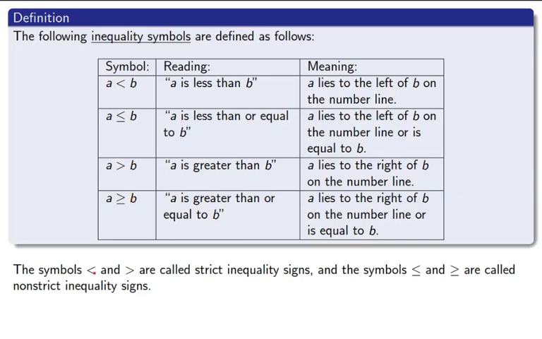Sometimes you'll hear the phrase strictly less than, strictly greater than. That means that you have one of these two symbols. And so you cannot be equal when you hear strictly less than, strictly greater than, versus less than or equal to or greater than or equal to.